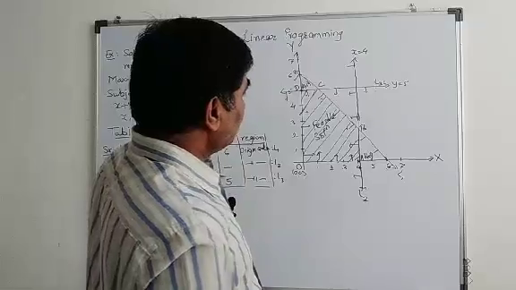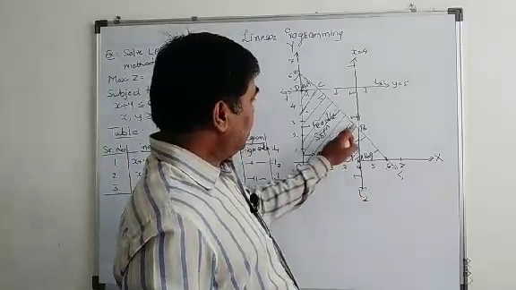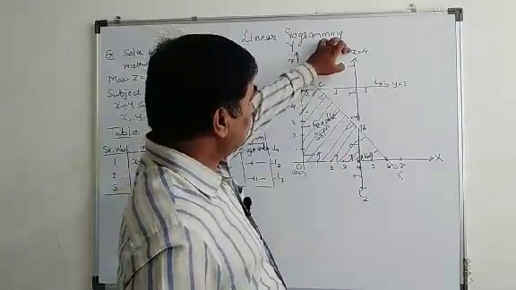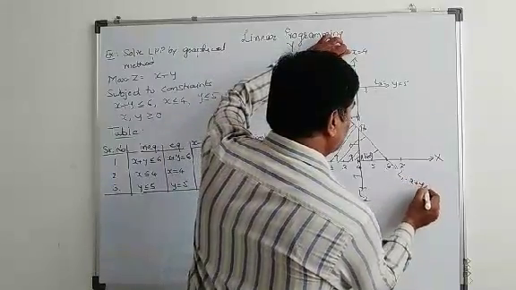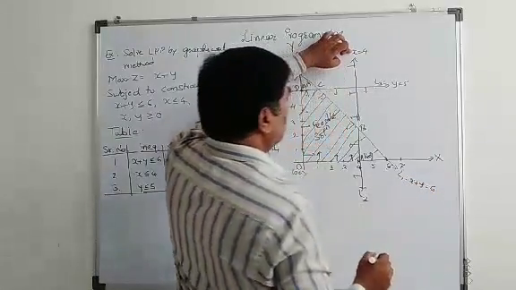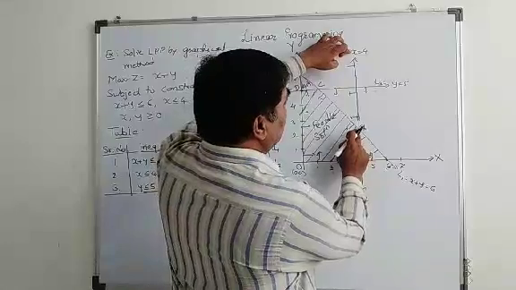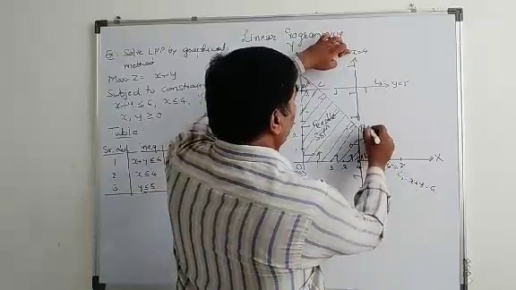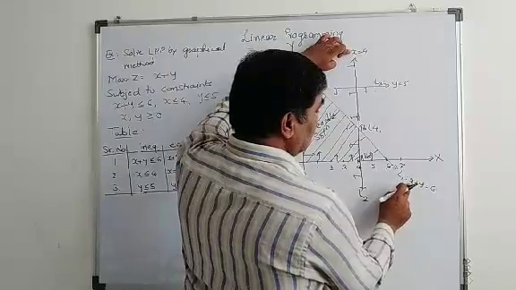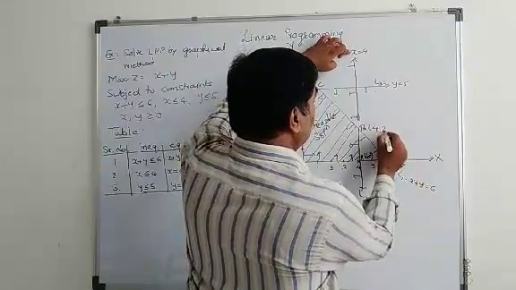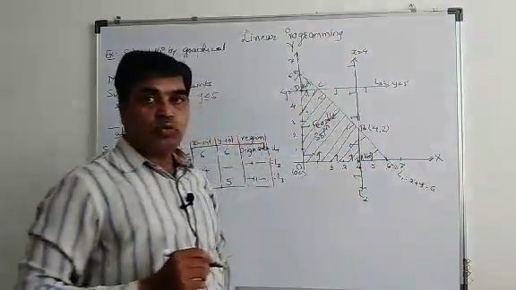Now here, B is the intersection point of x equal to 4 and L1, which is x plus y equal to 6. So for this point x is equal to 4. Substituting x equal to 4 here, y equal to 2. So we'll get the 4, 2 point.